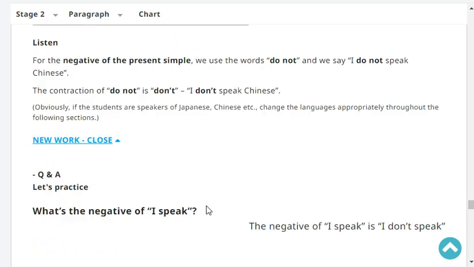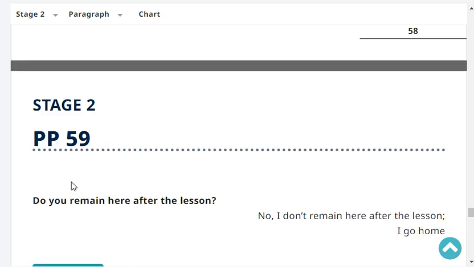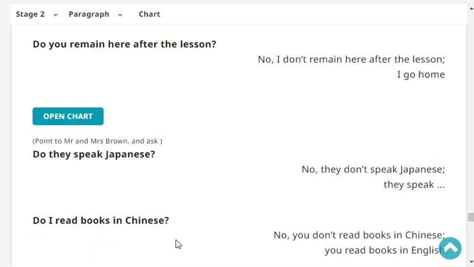Okay, let's practice. What's the negative of I speak? The negative of I speak is I don't speak. Very good. Do you remain here after the lesson? No, I don't remain here after the lesson. I go home. Very good.